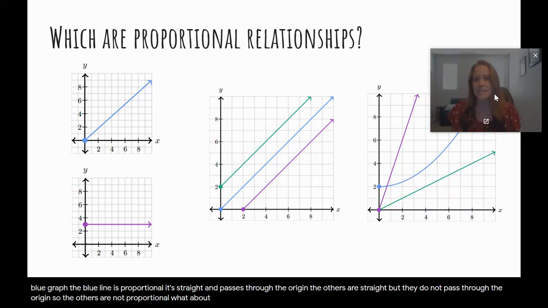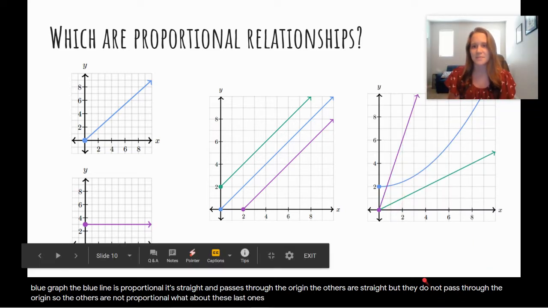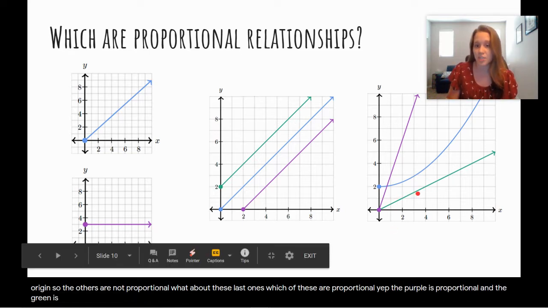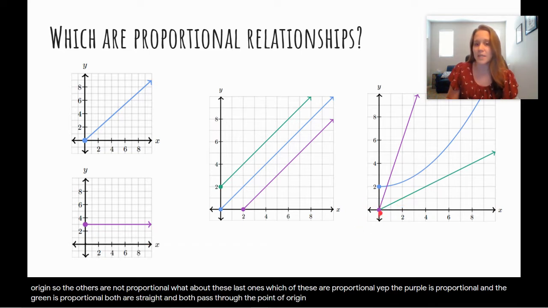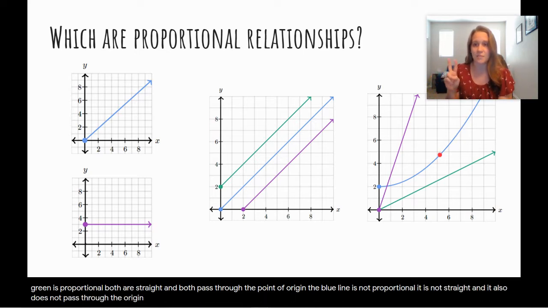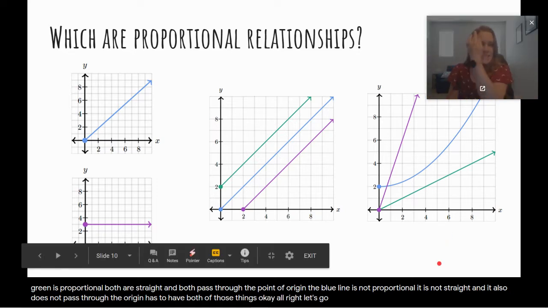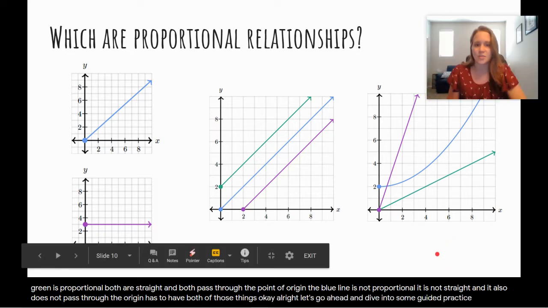What about these last ones? Which of these are proportional? Yep, the purple is proportional and the green is proportional. Both are straight and both pass through the point of origin. The blue line is not proportional. It is not straight and it also does not pass through the origin. It has to have both of those things, okay? All right, let's go ahead and dive into some guided practice today.